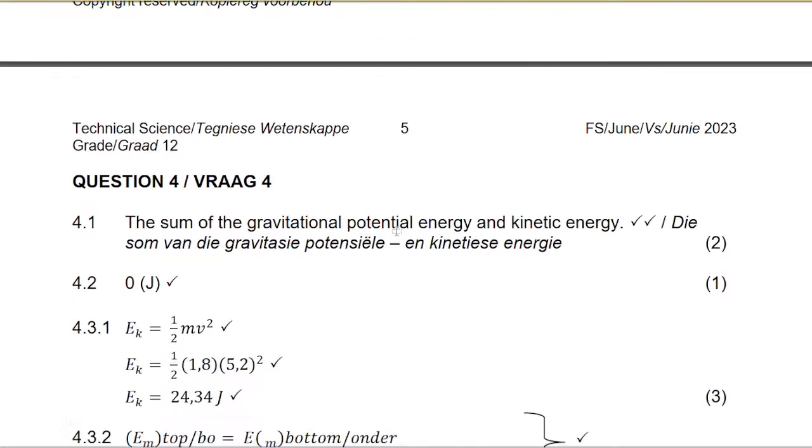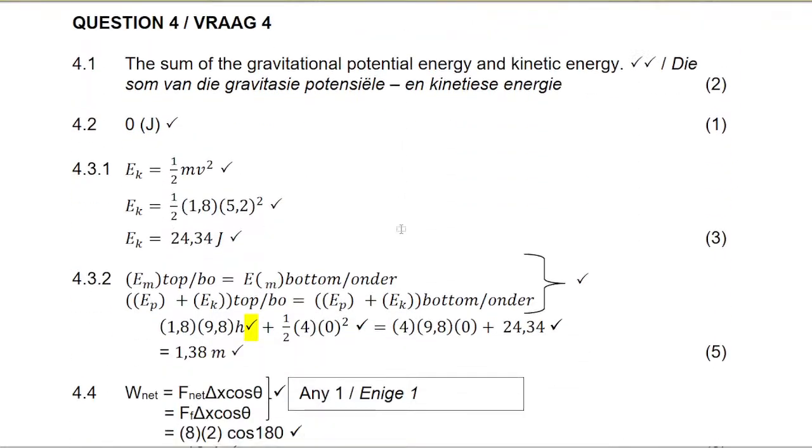We are going to question 4 now. Question 4 says, a brick of mass 1.8 kilogram is dropped from the height above the ground as shown below. If it is dropped, this means the velocity of that brick before it is dropped is equal to 0. The brick hits the ground with a speed of 5.2 meters per second. Ignore all forms of friction.